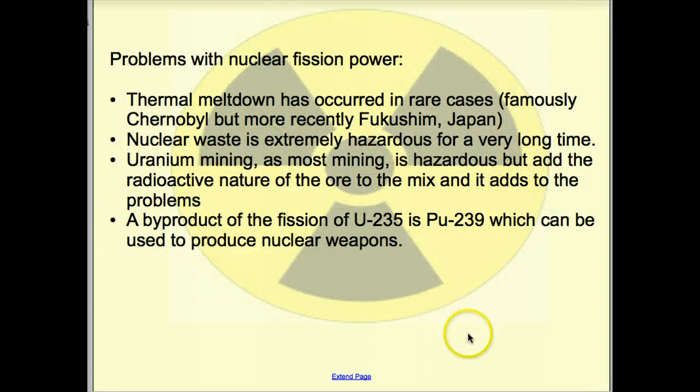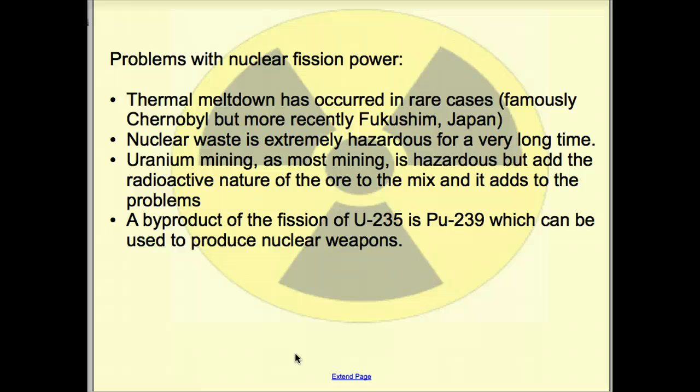So there are some problems associated with nuclear fission. Thermal meltdown is a possibility. It's very rare. It has occurred due to some mistakes or possibly an earthquake, tsunami situation, as in Fukushima recently. Nuclear waste is very hazardous material, and it can last a long time. These isotopes have very long half-lives, so it has to be disposed of in a special way, normally underground, encased in glass and encased in metal and encased in concrete.